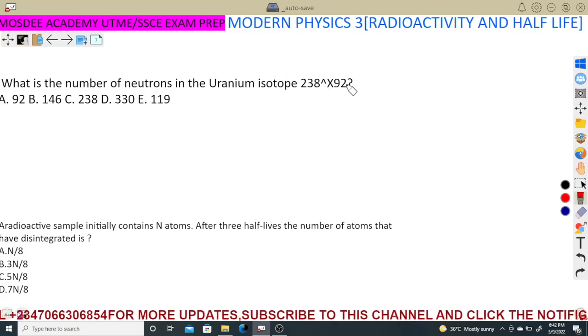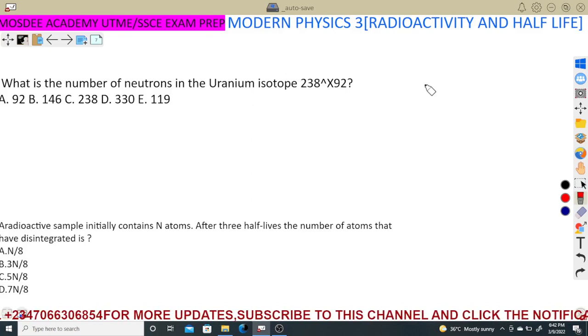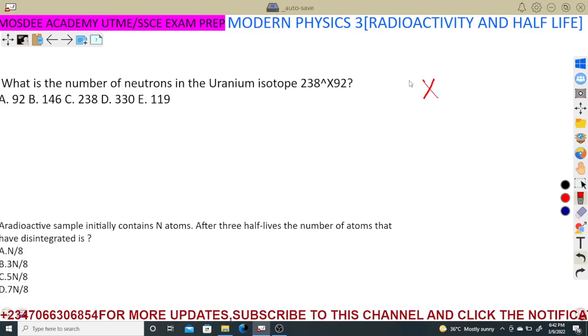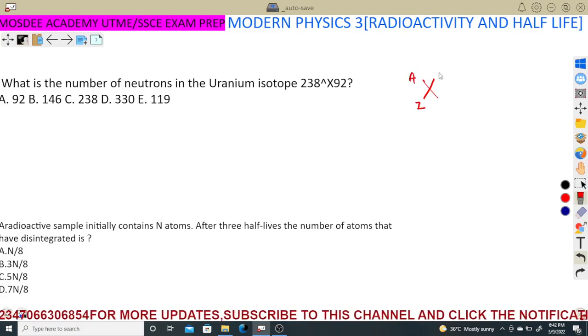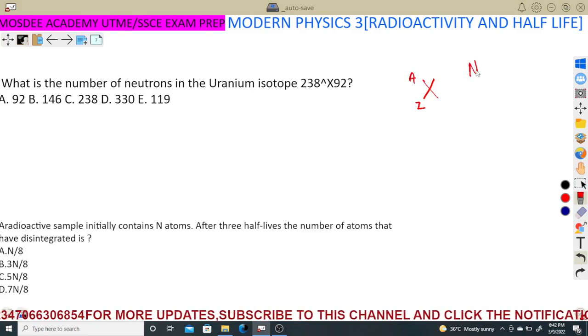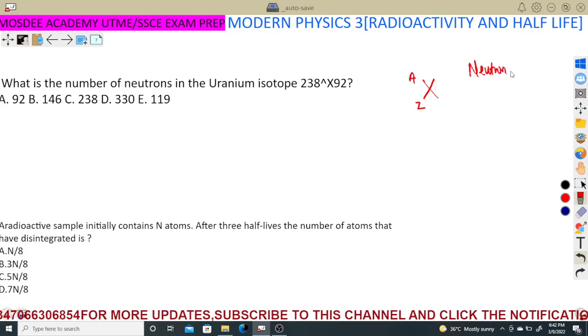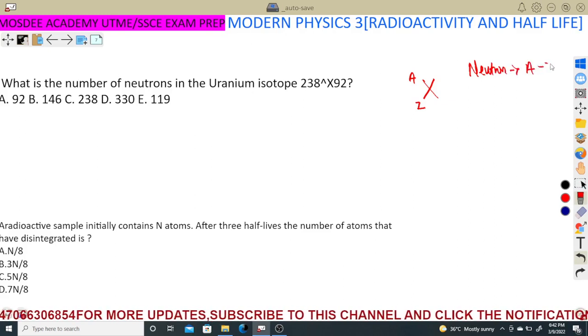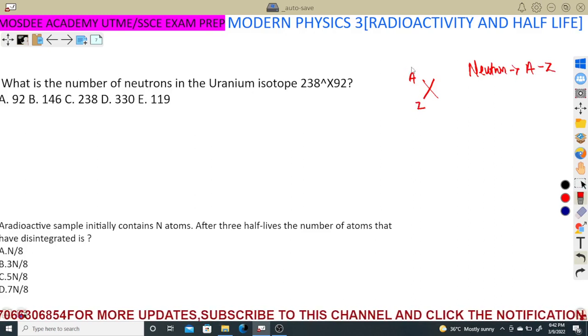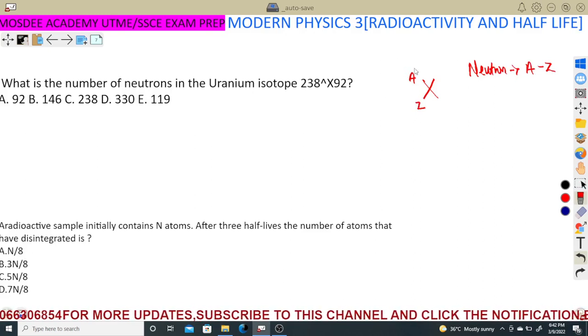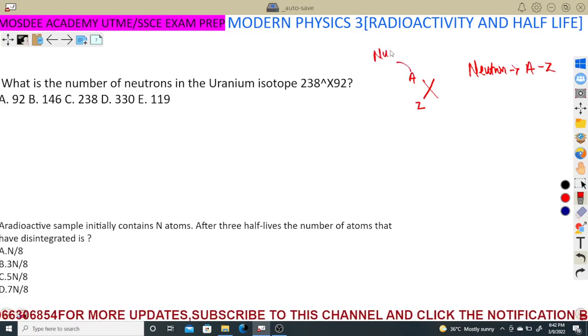I can't remember. For an atom of X, if the atomic number is Z and the mass number is A, the number of neutrons is A minus Z. I think you still remember that Z is the atomic number, or number of protons. A is the mass number, or number of nucleons. This is also called nucleons.